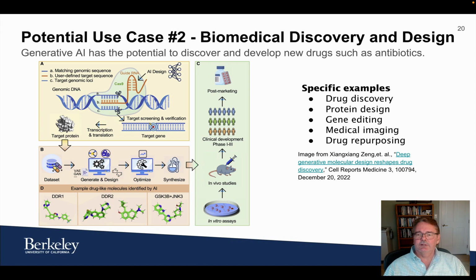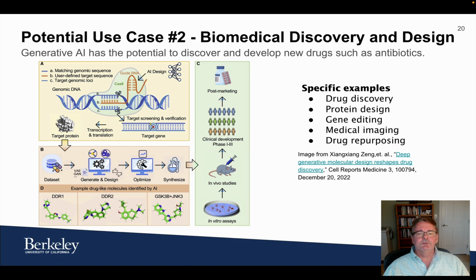You can train a generative AI model on a data set of existing drugs, and then use the model to generate combinations of new molecules that are similar to existing drugs, but have improved properties, are more potent, have fewer side effects, or are easier to manufacture, which is incredibly important in pharmaceuticals.